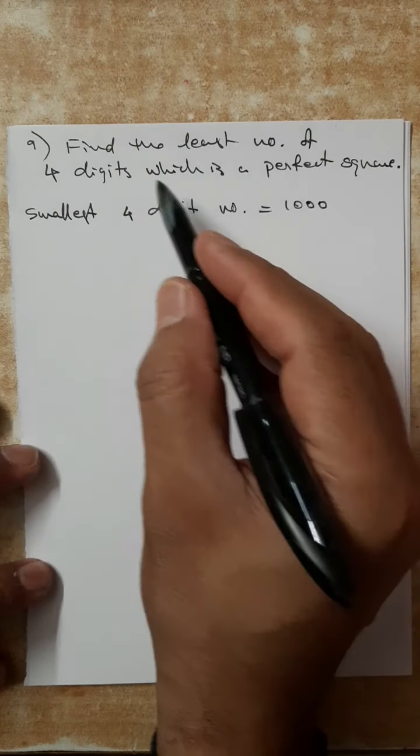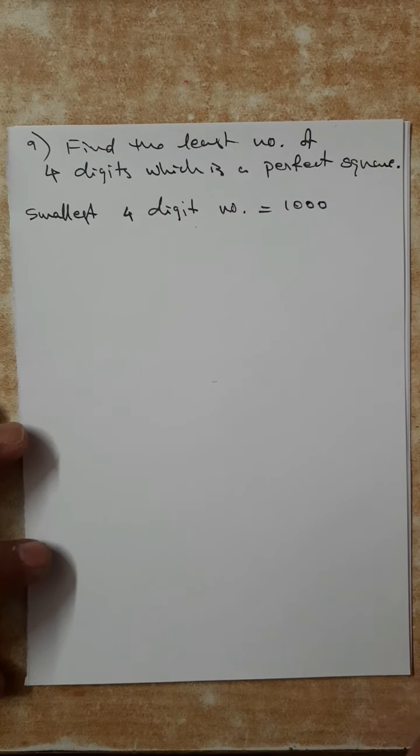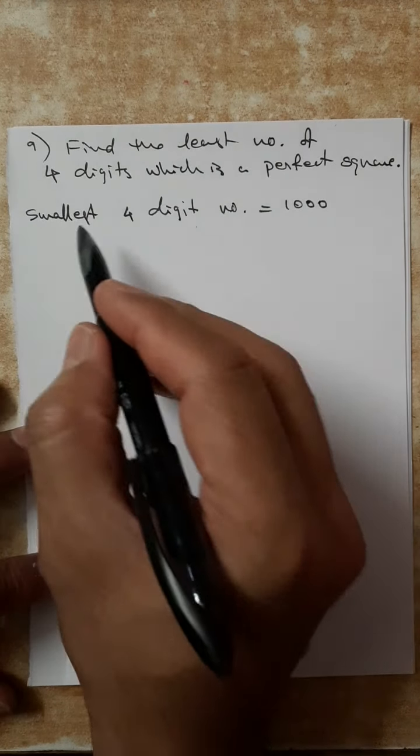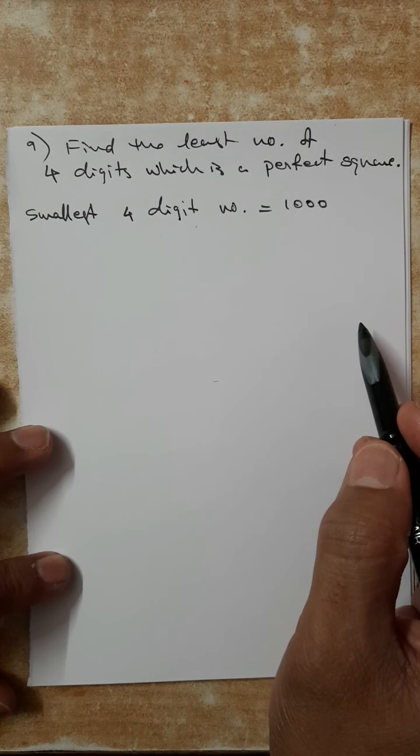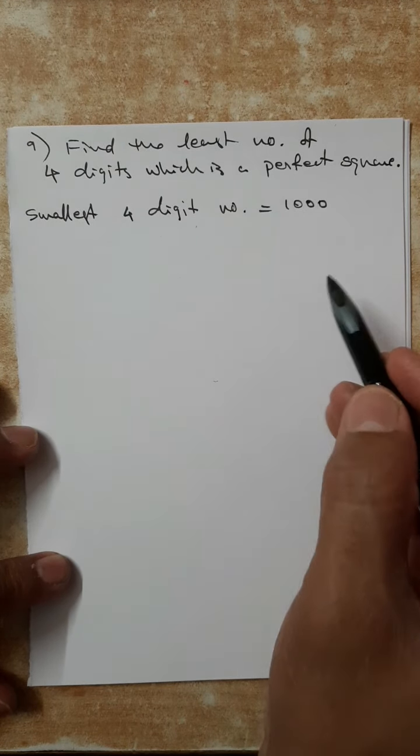Now the question is, what will be the smallest which is a perfect square? This is the smallest number. Now we have to make it a perfect square. So what to do? We have to do addition or subtraction.